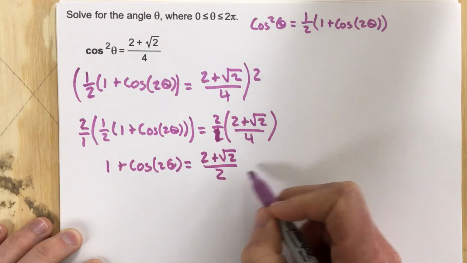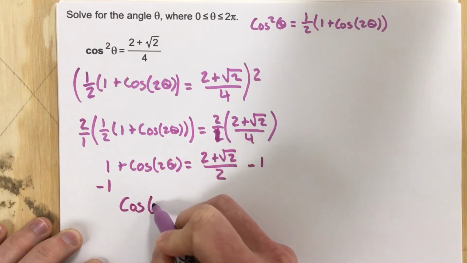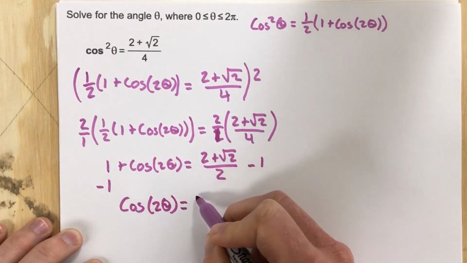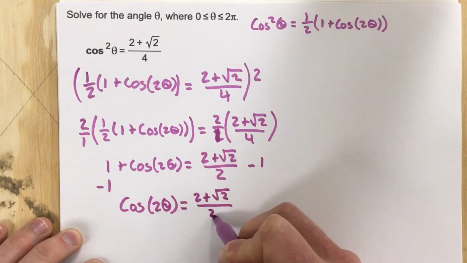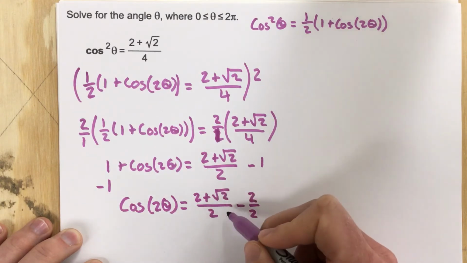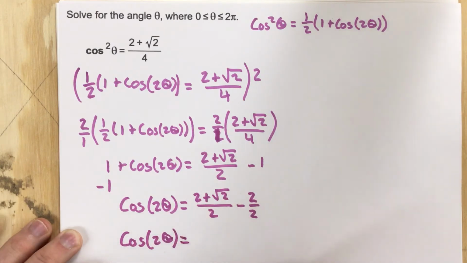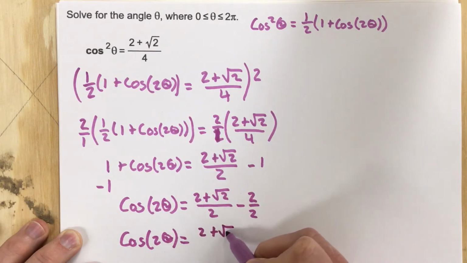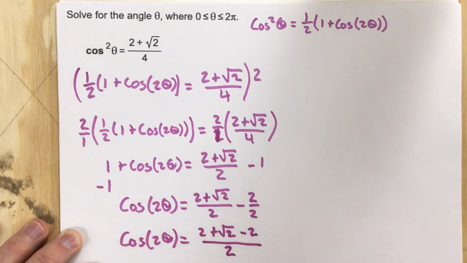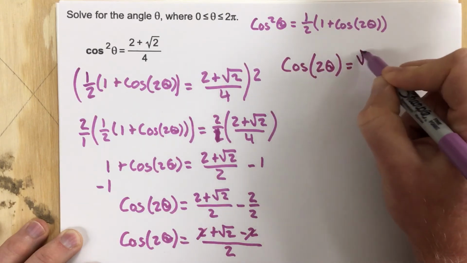Now I'm going to subtract the 1 to this side, finding a common denominator. So I have cosine 2 theta equals (2 + √2)/2 minus 2/2. I can combine these to say cosine 2 theta equals (2 + √2 − 2)/2. As you can see, the 2 and the negative 2 cancel, so I cross them out, and I end up with cosine 2 theta equals √2/2.